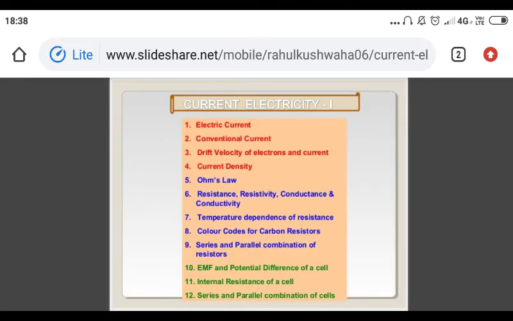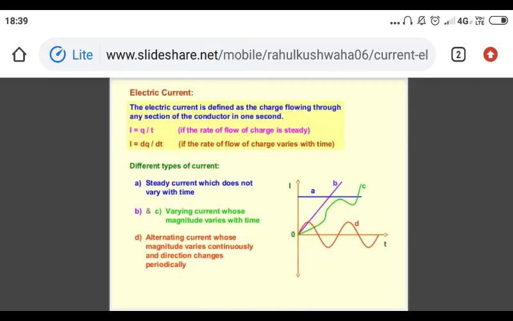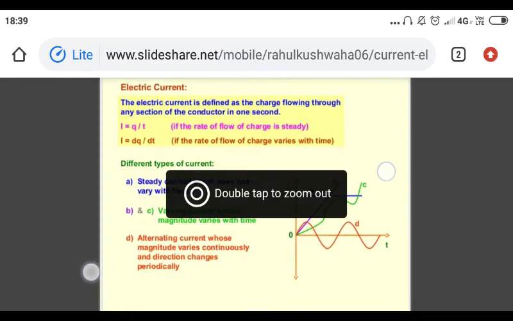So today, as we know, we are studying chapter 3. The electric current portion is done: convention current, drift velocity and current density. Ohm's law we already studied. So let's see what is there. Just a little bit of revision from the PPT.